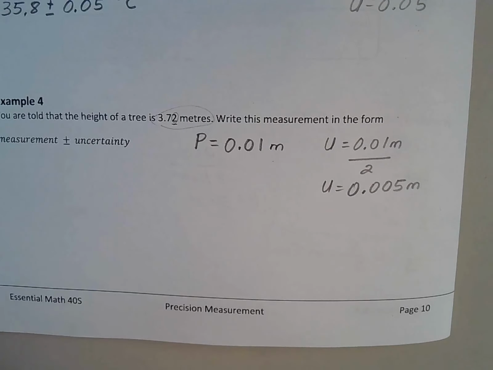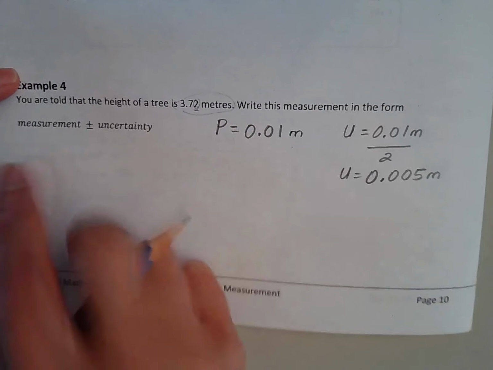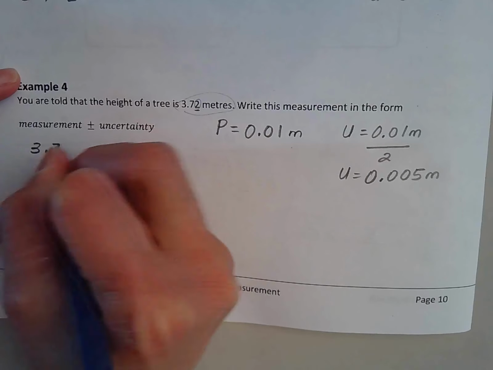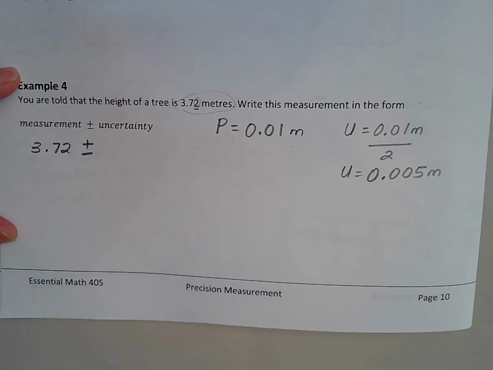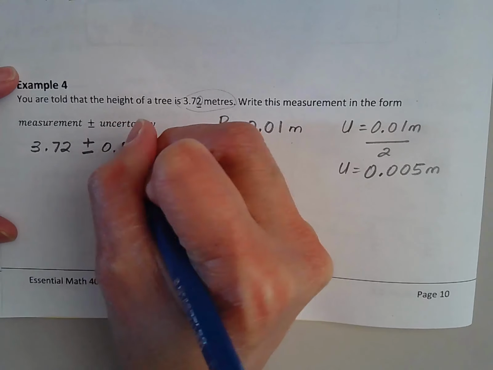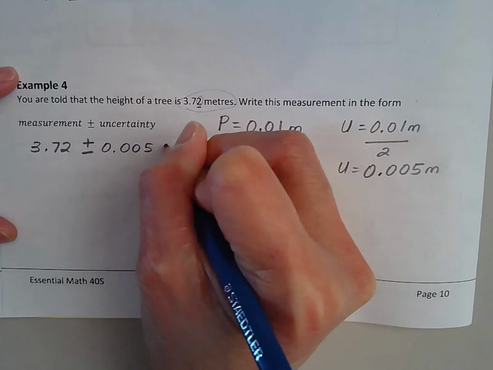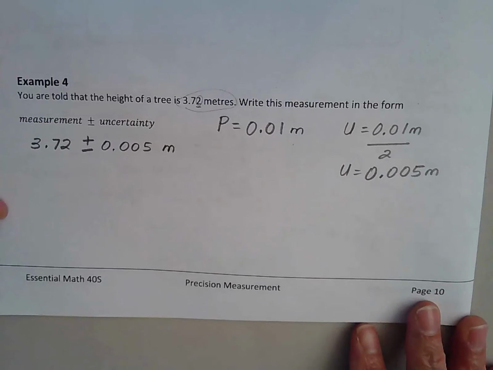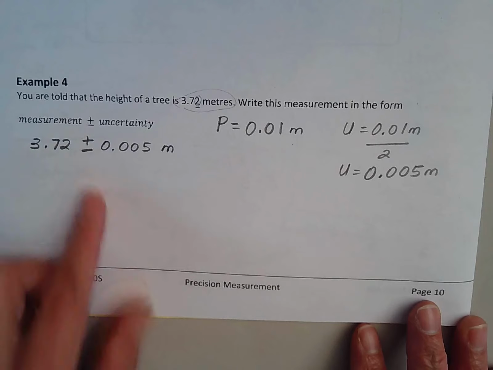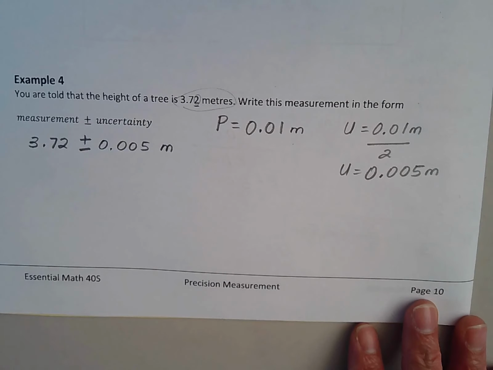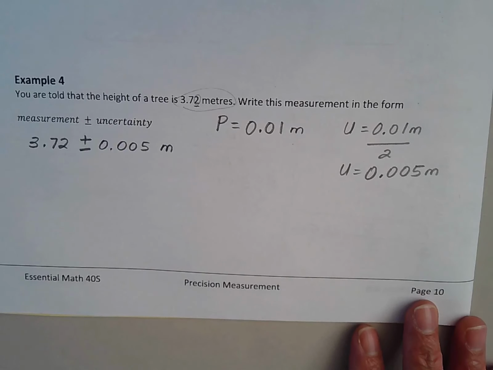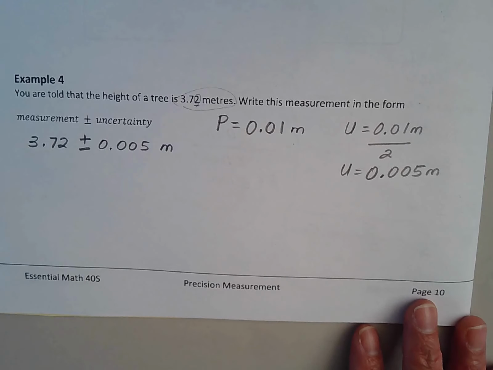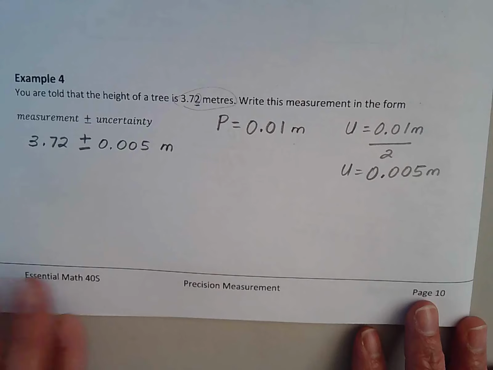So putting it together, what's the measurement? 3.72 plus or minus, give or take, 0.005 meters. So we're not quite sure. We think it's 3.72, but it could be plus 0.005 or it could be minus 0.005. Okay?